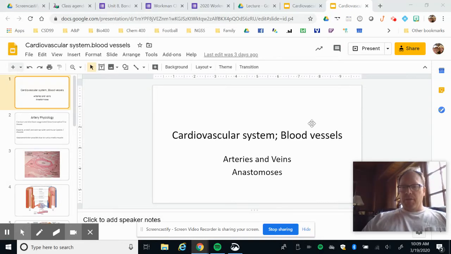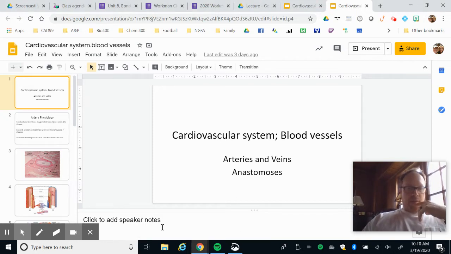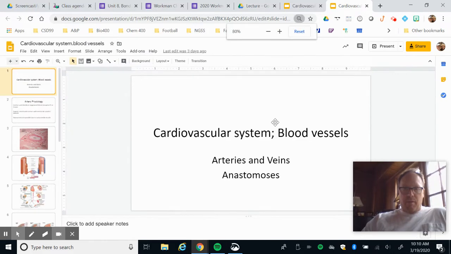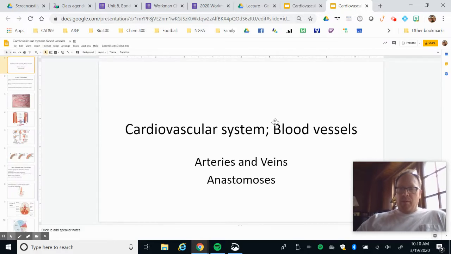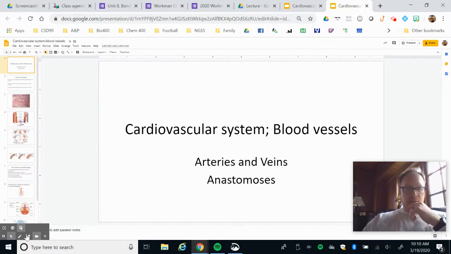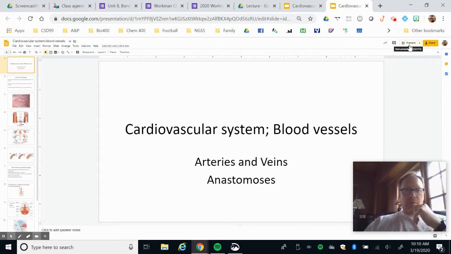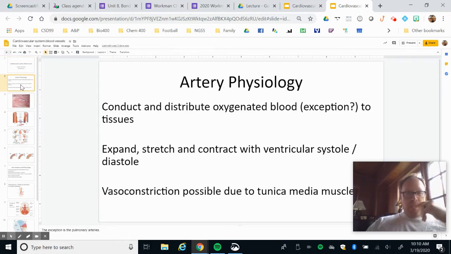Hey folks, let's go through this set of lecture notes on arteries and veins and structures called anastomoses. The reason I'm showing it this way is because these drawing tools go away if I put it in present mode. So anyway, let's just go through this.